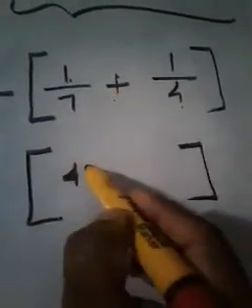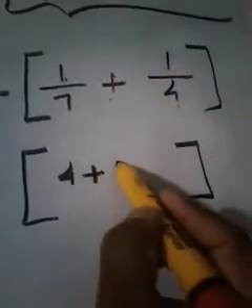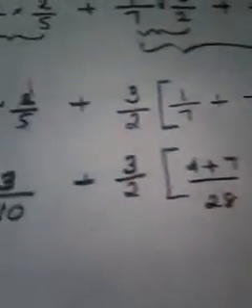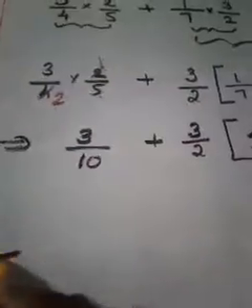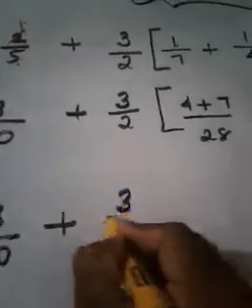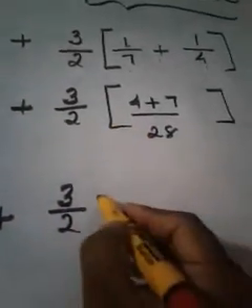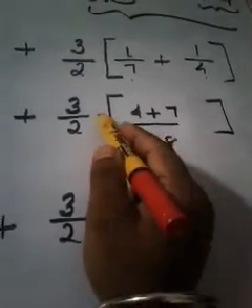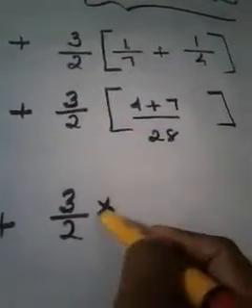Then this sign as it is. 7 into 1 is 7. Divide by 7 into 4 is 28. You may have understood, isn't it? So it becomes 3 by 10 plus 3 by 2. This bracket you can change into a multiplication sign. You know, if there is no sign in between, that means there exists multiplication.